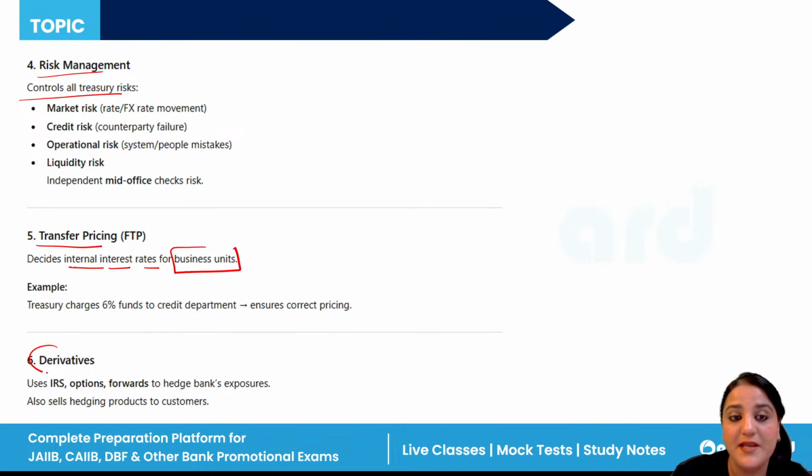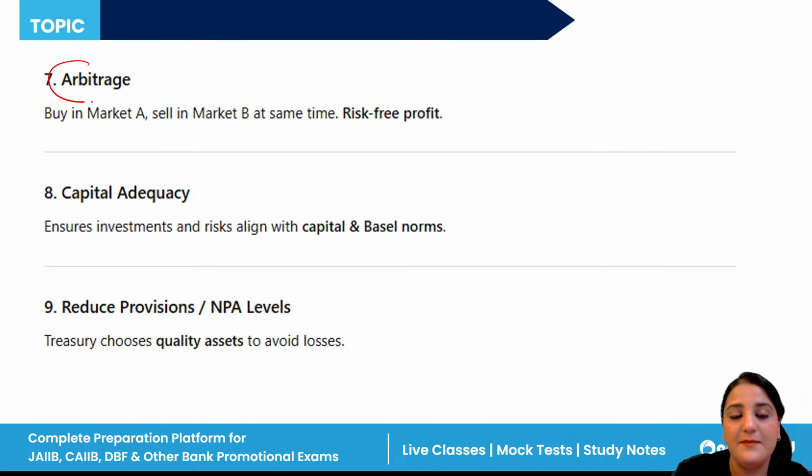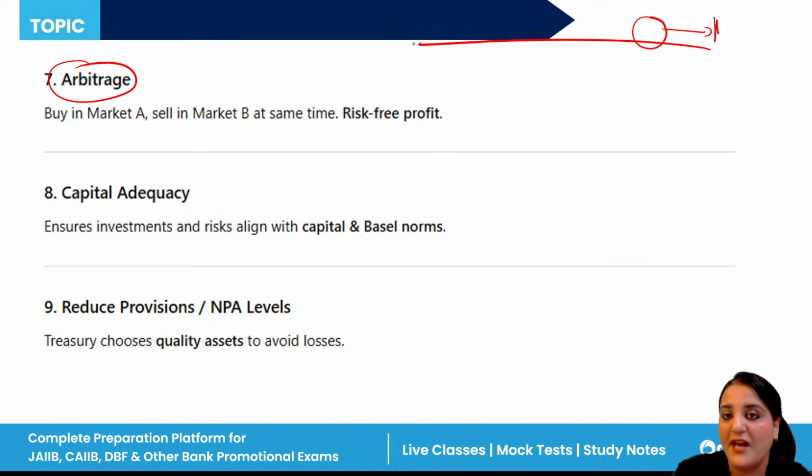It helps in using derivatives like IRS, options, forwards to protect the bank exposures. And then it helps in arbitrage. Arbitrage means if I get something in this market at a cheap rate, I will buy from this market and sell to another market where the rates are very high. That is called arbitrage.